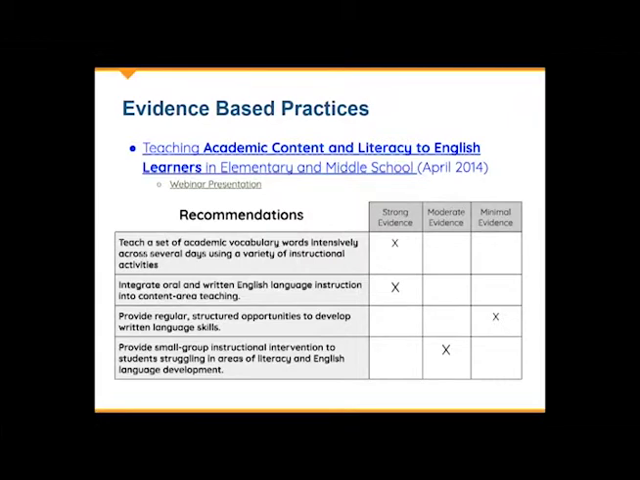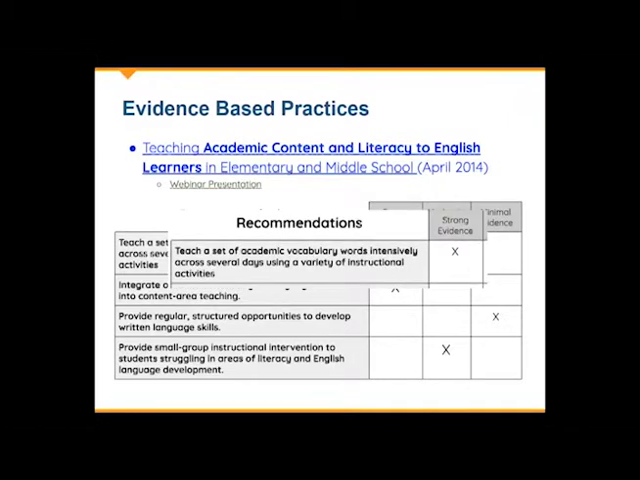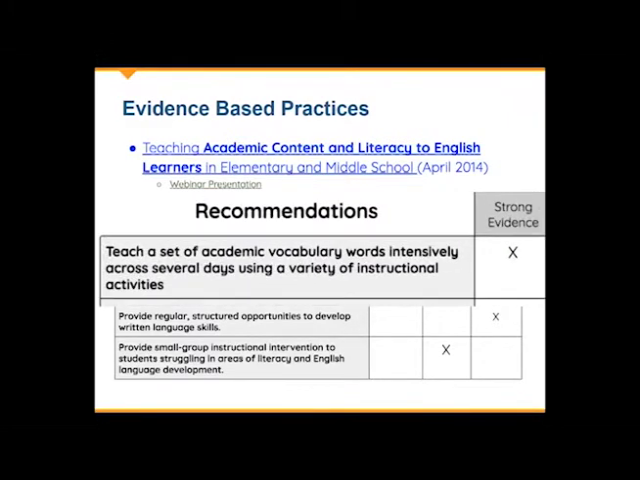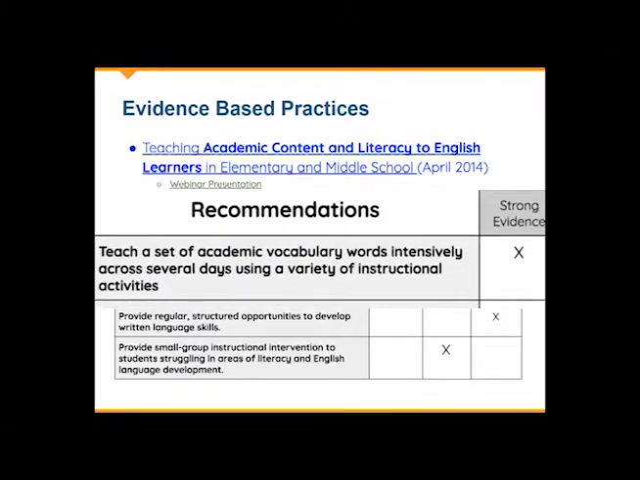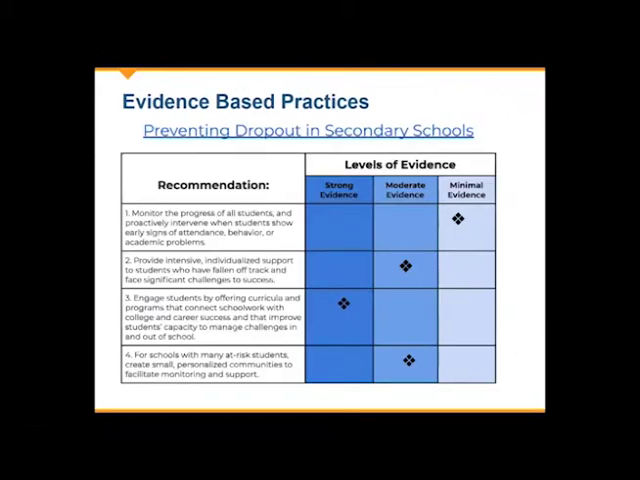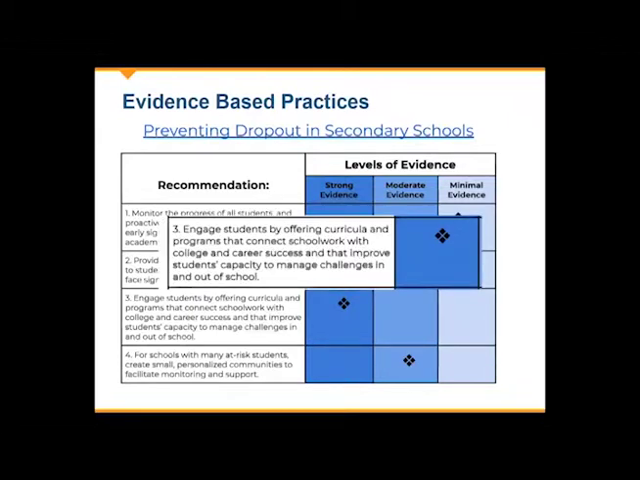Here's an example from teaching academic content and literacy to English learners. Here again is our same recommendation about teaching a set of academic vocabulary words, and there is strong evidence that it will help our English learners. Here's one about preventing dropout in secondary schools. There are 4 recommendations. 3 of them have strong or moderate evidence.